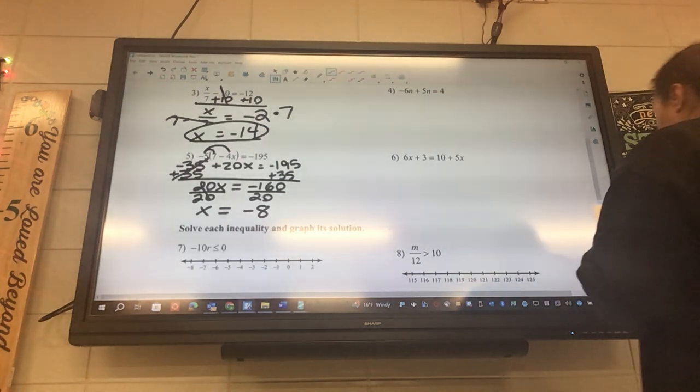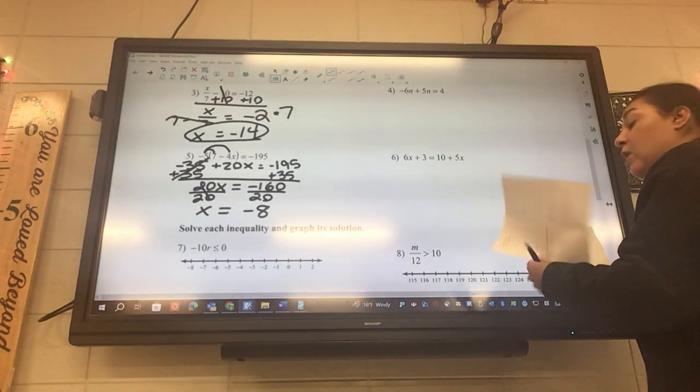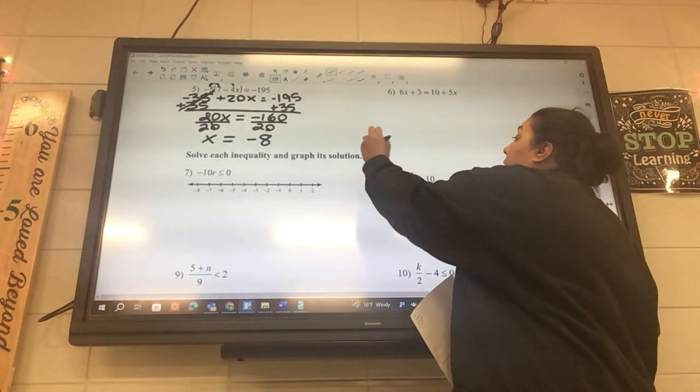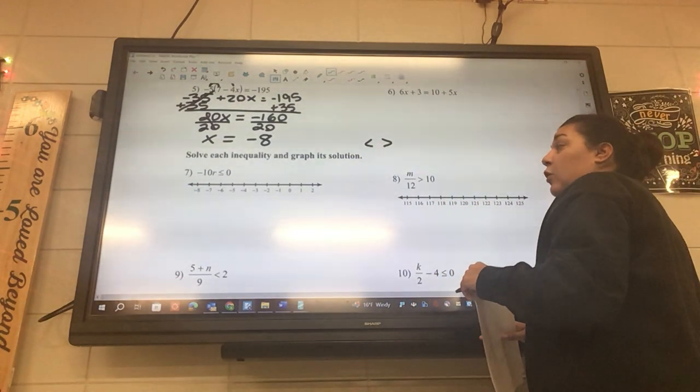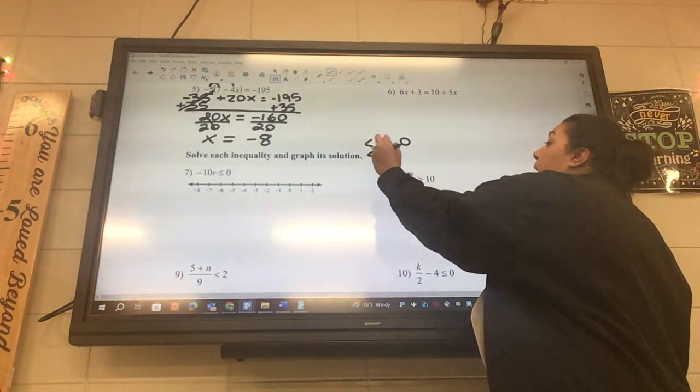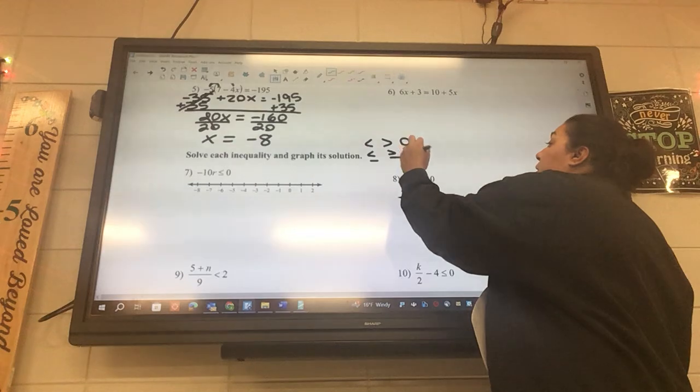Okay, 7 through 9, 12 are all about inequalities. Okay, what kind of dot is that one? Open or closed dot? It's an open dot, and this is closed. So this would be good notes.